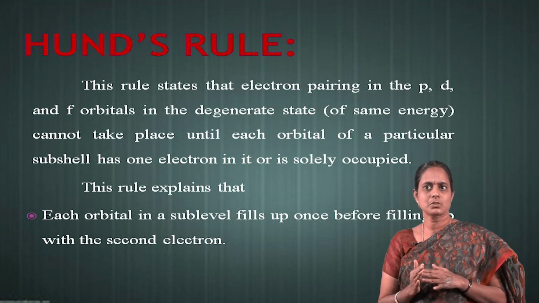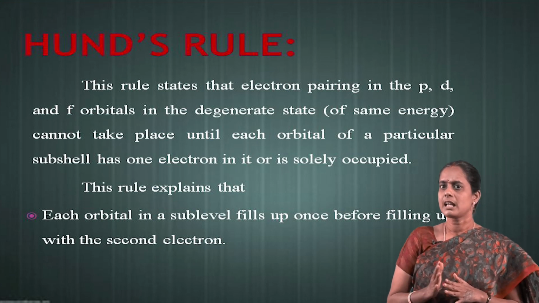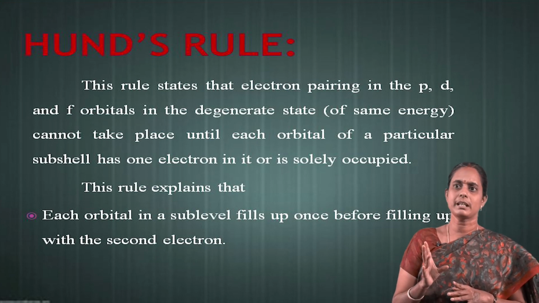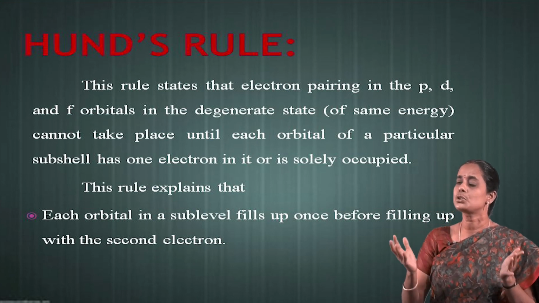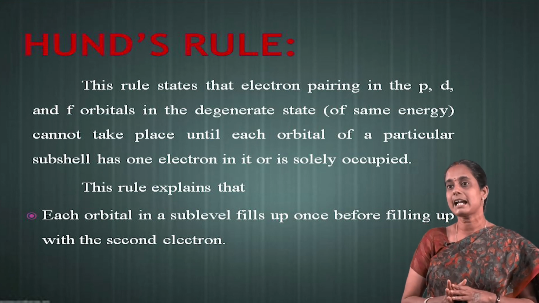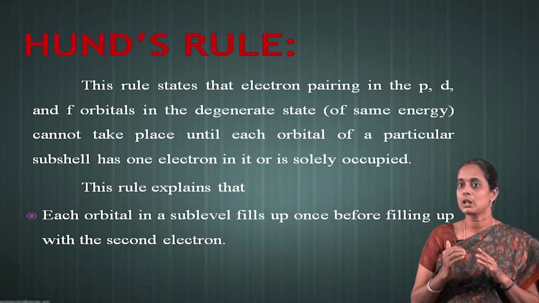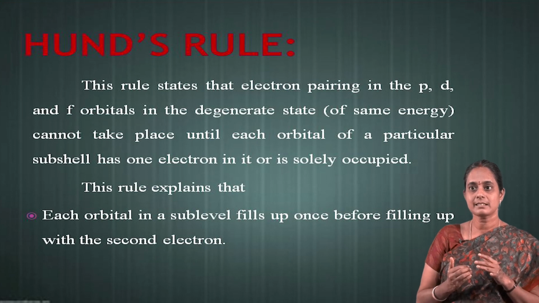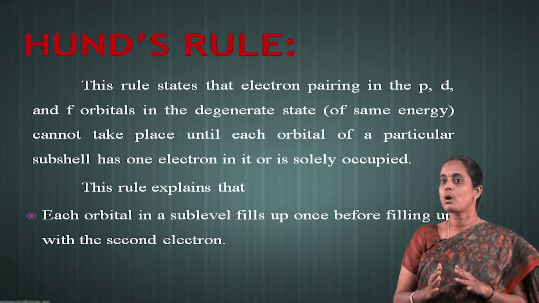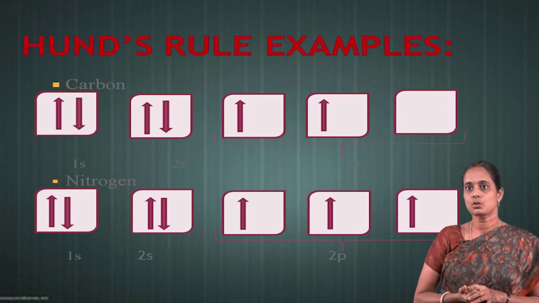This can be understood from the fact that electrons with the same energy repel each other. If placed together in the same orbital, they need more energy to overcome the repulsion, which increases the energy of the atom. But atoms like to be in the lowest energy state, and hence the pairing of electrons in the same orbital has to be avoided as much as possible. This is an example of Hund's rule.